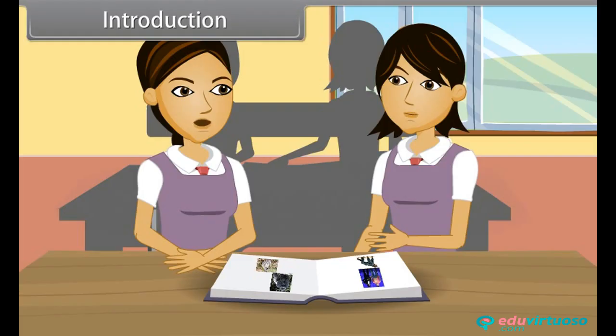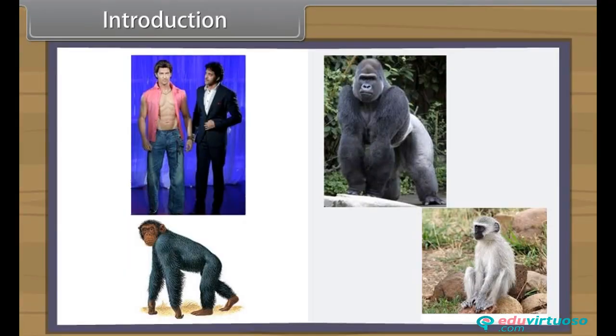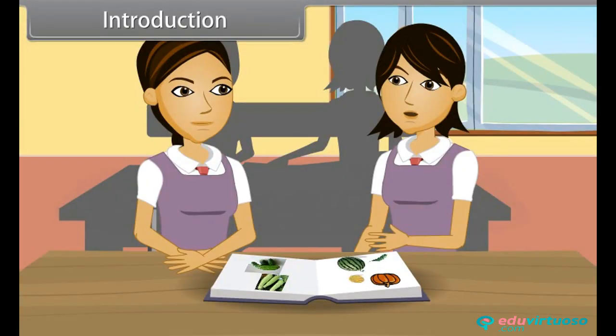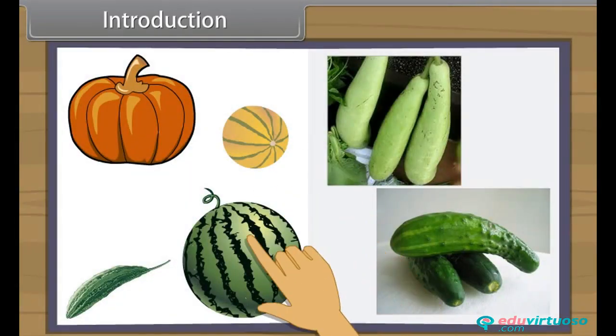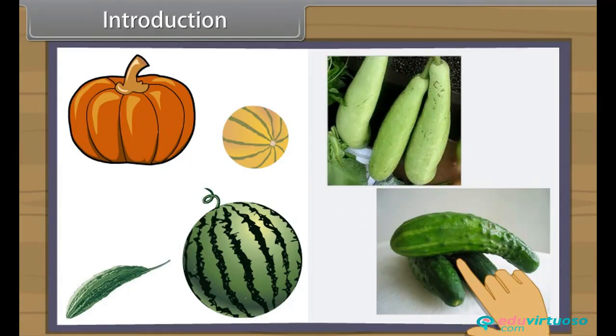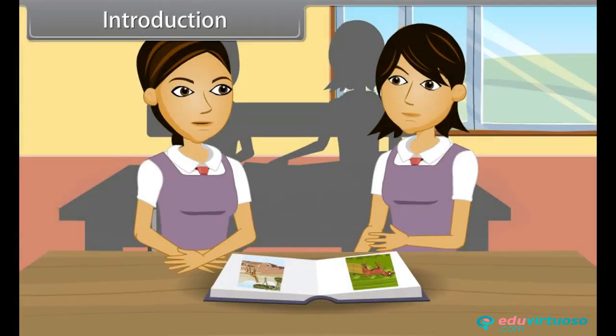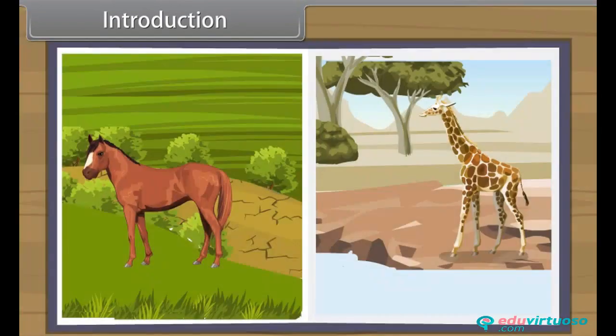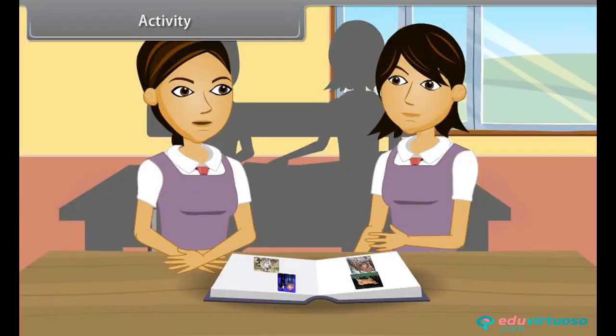These differences are within a species, but within a genus, there are some similarities, like human beings, chimpanzees, gorillas, and monkeys are all alike. Similarly, among plants, melon, watermelon, bitter gourd, pumpkin, bottle gourd, cucumber, etc. have many similarities. But when we study two genera, then we find they are entirely different. Let us do an activity to find out the similarities within a genus and differences among various genera.